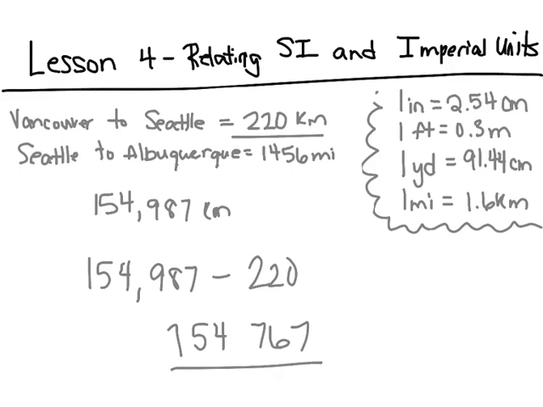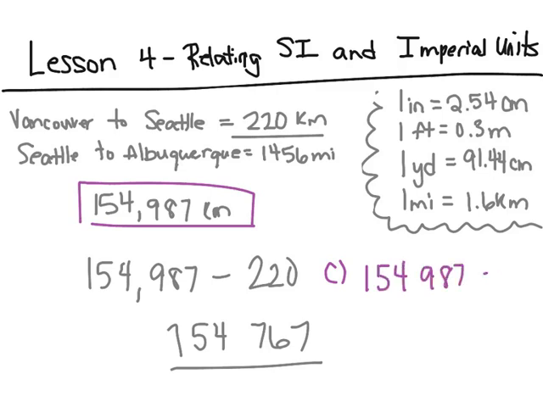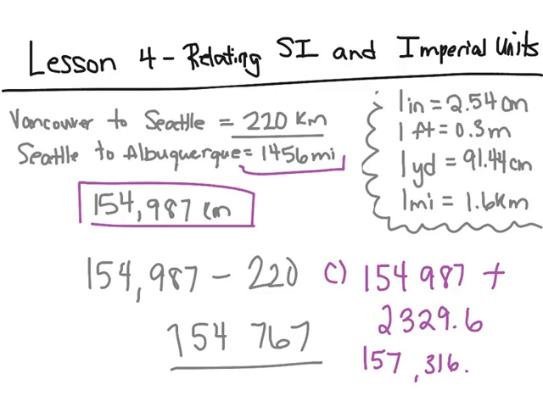And what will her odometer read when she gets to Albuquerque? So we're going to take the distance from Seattle, 154,987, and we want to add the kilometers for Albuquerque. So we have that from Part A, which was 2,329.6. So the odometer should now read 157,316.6 kilometers. So that's what her odometer should read now.